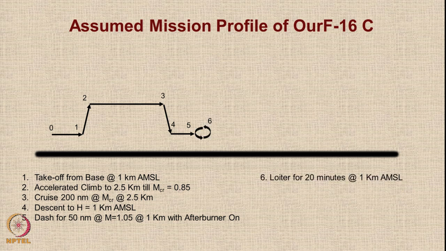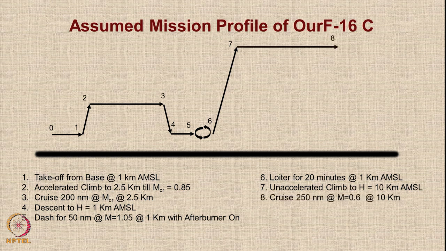And then there is a 20 minute loiter where you engage with the enemy and undergo combat. This happens at 1 kilometer above mean sea level. We assume the time is 20 minutes. So, during that time the aircraft is under loiter. Once the job is over, the aircraft is quickly made to climb to a height of 10 kilometers, but this climb is an unaccelerated climb.